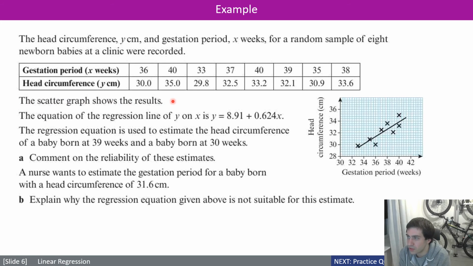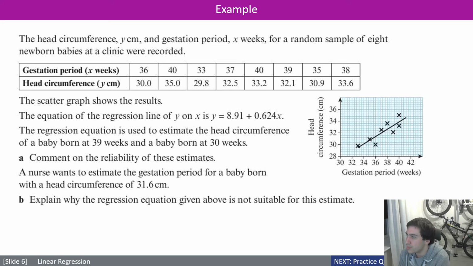So scatter graph shows the results. The equation of the regression line is this. They've given it to you for free. The regression equation is used to estimate, and here we're about to predict things, the head circumference of a baby born at 39 weeks and a baby born at 30 weeks. Comment on the reliability of these estimates. Okay, so here's the thing. Let's consider, where is 39 weeks and 30 weeks? Where is that on this graph?